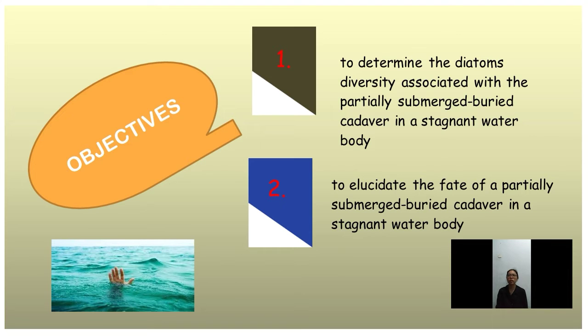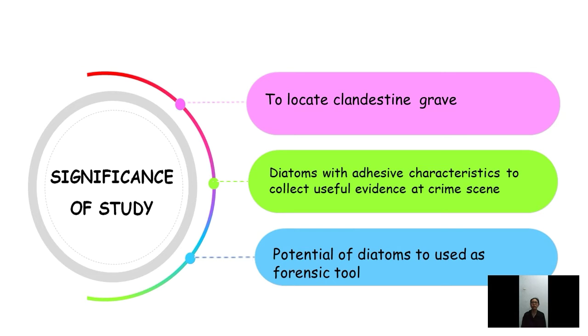The two objectives of this research are to determine the diatoms diversity associated with the partially submerged buried cadaver in a stagnant water body and to elucidate the fact of a partially submerged buried cadaver in a stagnant water body. The significance of this research is to locate the clandestine grave, discuss the diatoms with adhesive characteristic to use as a forensic tool, and collect useful evidence at crime scenes.